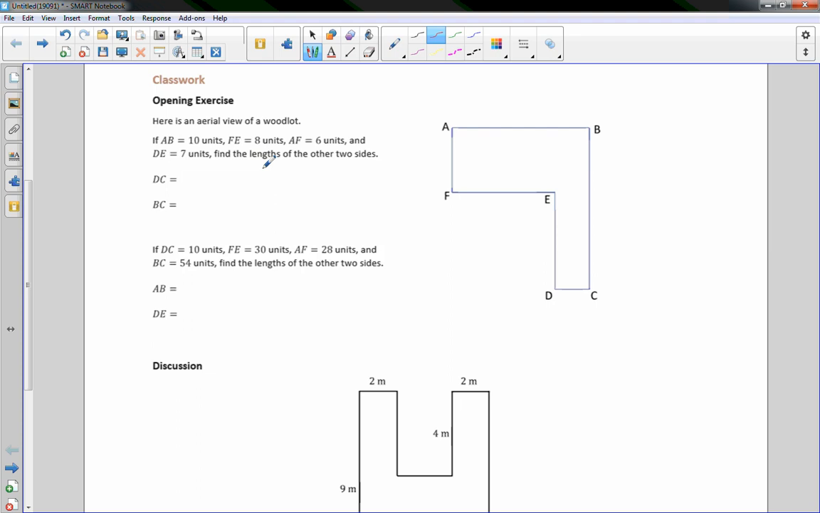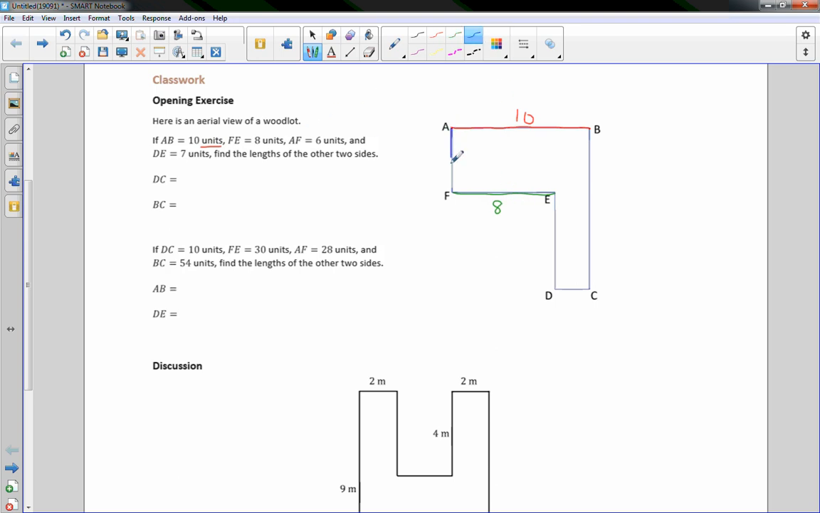So if AB equals 10, I'm going to label my diagram. AB equals 10, that means from this point here, A, to this point here, B, is a line segment called AB, and that whole thing is a length of 10. Now they're just using units here, so I'm just going to put numbers here and not put the unit down. FE equals 8. So now if I come over here to FE, this piece here is 8.